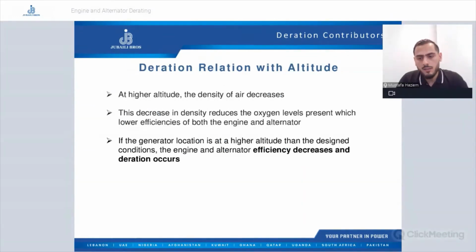Now, when it comes to altitude, how does altitude affect our engines and alternators? Let's go conceptually. At higher altitude, the density of air also decreases, just like with temperature in the previous slides. This decrease in density also reduces the oxygen levels present, which decreases the efficiency of both the engine and alternator. Therefore, a generator which is located at a higher altitude than the desired conditions will have a drop in efficiency, and derating will occur.